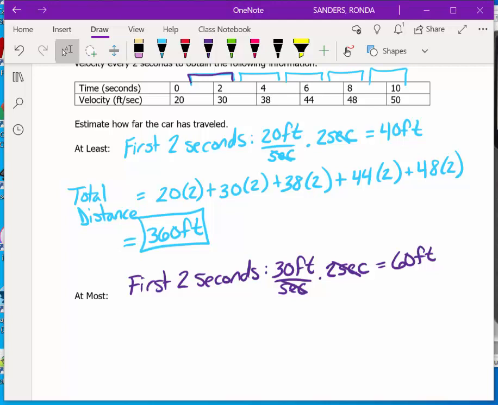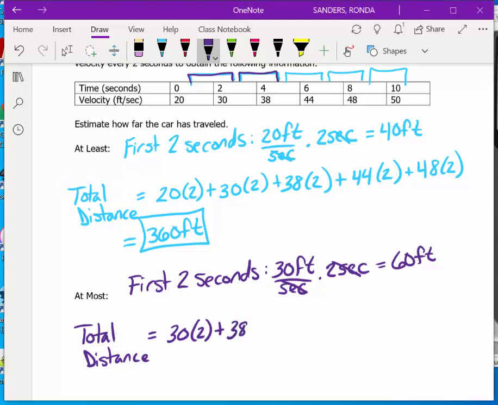We go back and evaluate each of our 2-second intervals in a similar manner, and we will estimate the total distance by calculating the first 2 seconds. We are traveling at most 30 feet per second for 2 seconds. In the next 2 seconds, between 2 and 4 seconds, we are traveling at most 38 feet per second for 2 seconds.